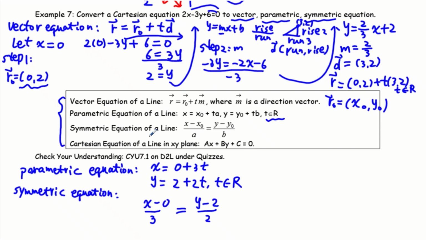And symmetric equation is just kind of solving for t, move the x0, y0 to the other side, and bring the direction vector AB to the bottom. So Cartesian equation is just cross multiply, move everything to the other side, then you have 0. Normally A needs to be an integer and positive.